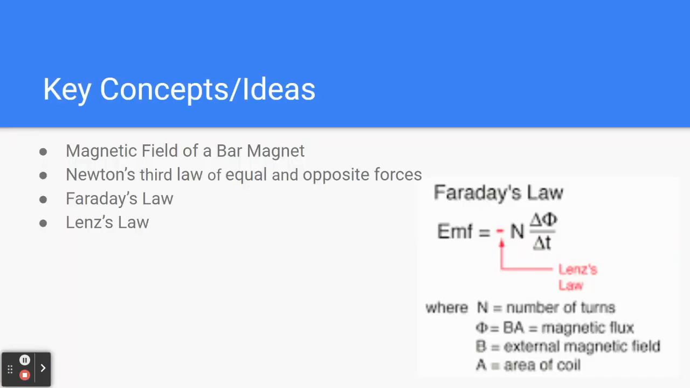These were the models and principles used in the experiment. Magnetic field of a bar magnet, to show that it would induce a current from the aluminum foil. Newton's third law of equal and opposite forces, to show that the velocity of the bar magnet in the tube was constant. Faraday's law, which is EMF equals number of turns in a coil times the change in flux over time. And then Lenz's law, which is the negative sign in front of Faraday's law, which is highlighted in red.